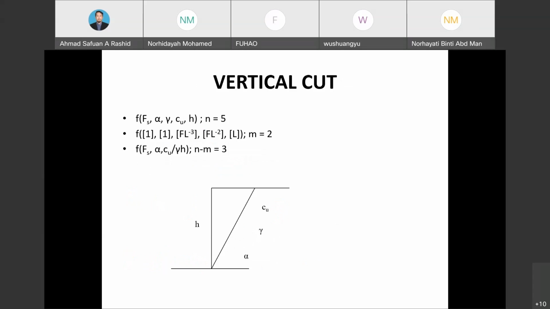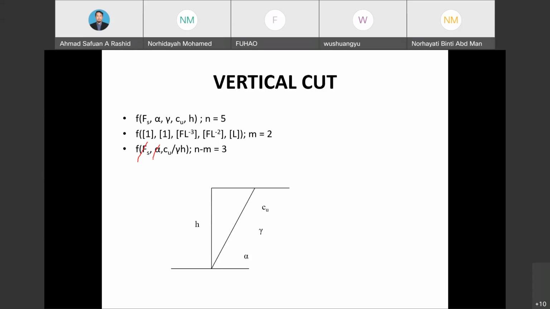Okay, normally used in slope engineering. Okay. So the outcome is the factor of safety. Then we have alpha, gamma, Cu, and H. The total is 5. Okay, repeat the same process. The count for the primary dimensions is equal to 2. 5 minus 2, it is 3. So then factor of safety and alpha. Okay, the rest is Cu over gamma H.